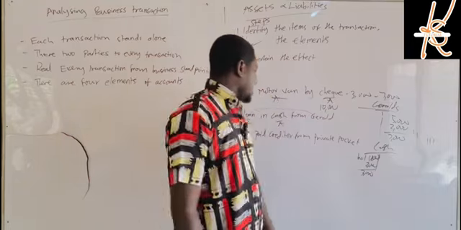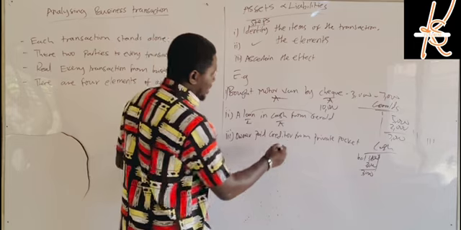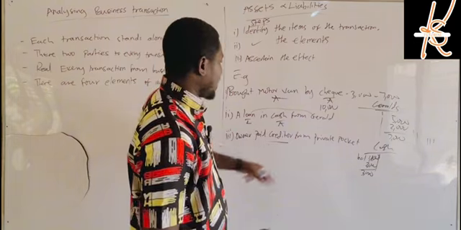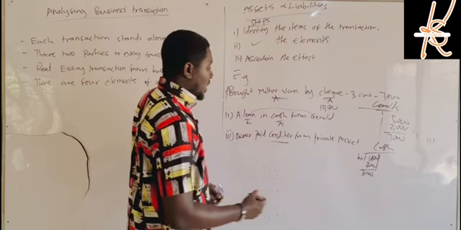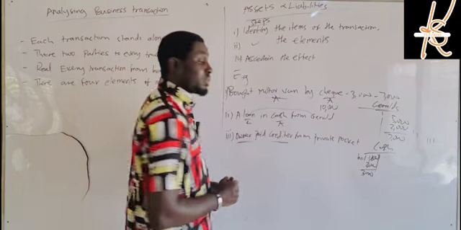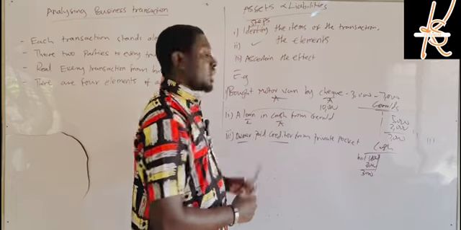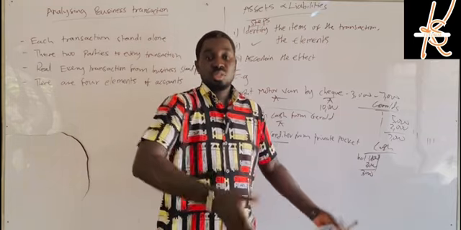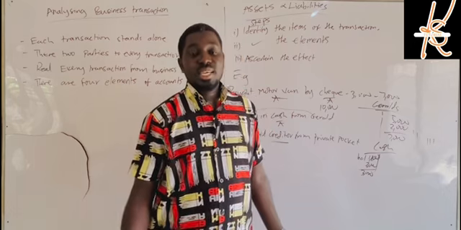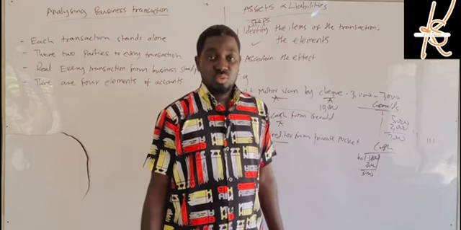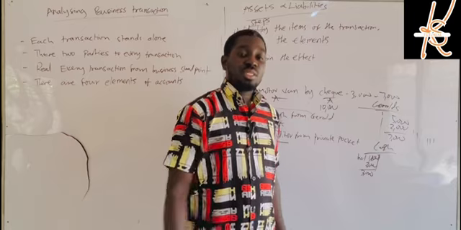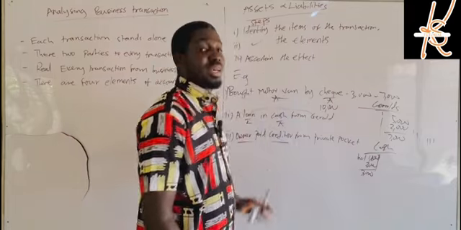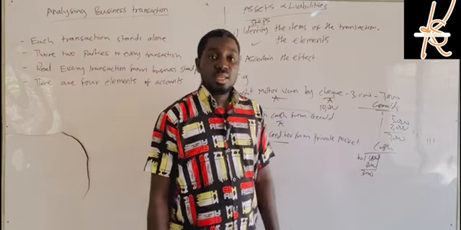Now we need to know the items here. So we have creditor, and then we have owner. Or let me say capital, because the owner is the owner. Whatever money the owner brings to the company is an investment. It's a capital to the company. Do we understand? Whatever money the owner brings is capital. Okay, so now we know that the two items here are capital and creditor.